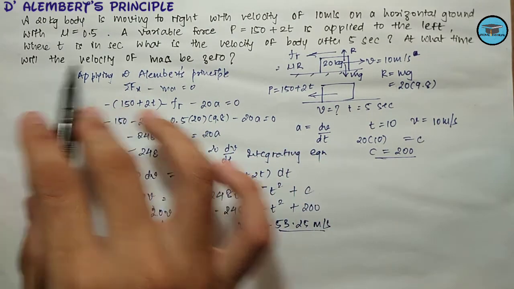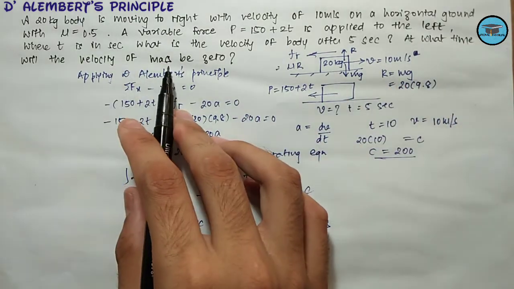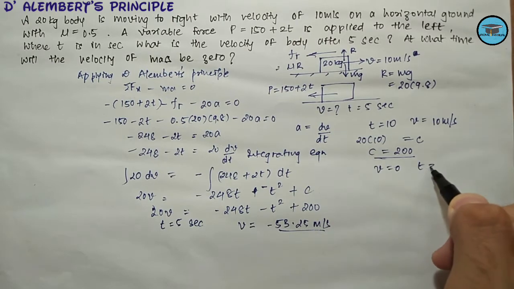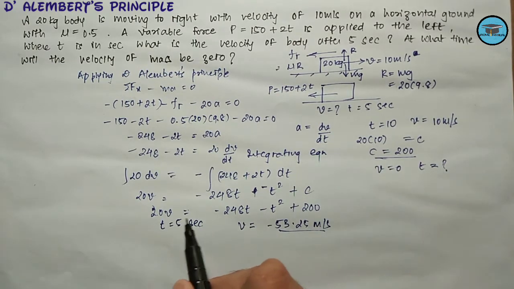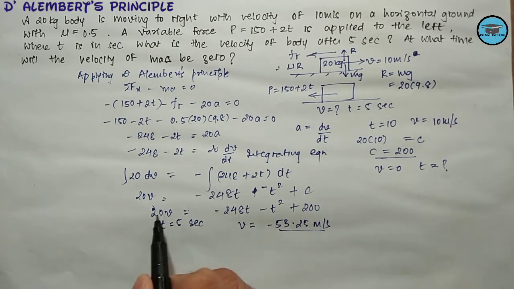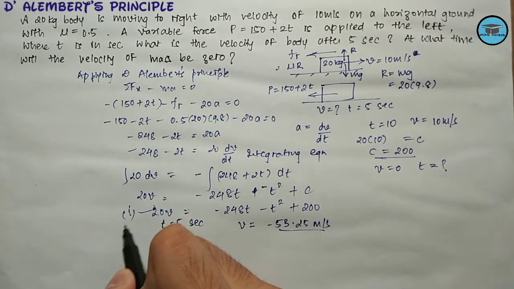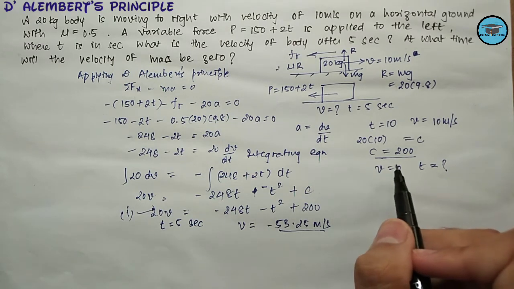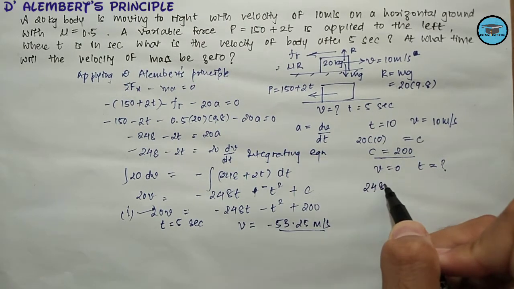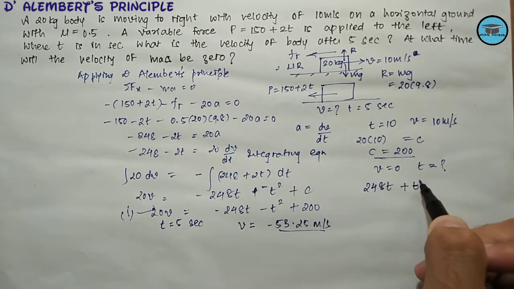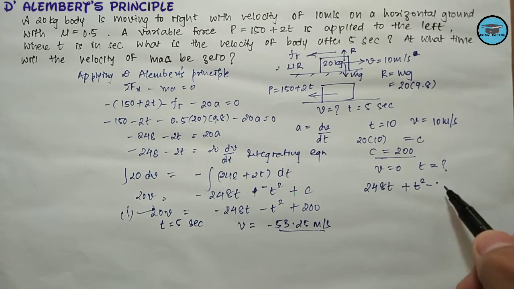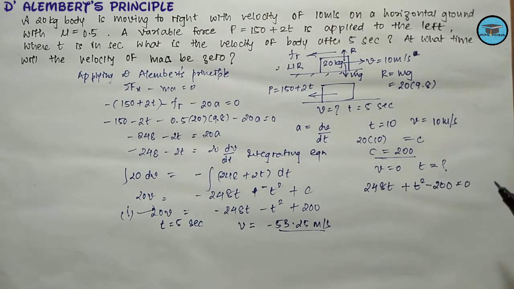Now we also need to determine the time at which the velocity of the mass will be 0. Let us take this as equation number 1. Placing the value of v equals 0 in this equation, we get t square plus 248t minus 200 equals 0.